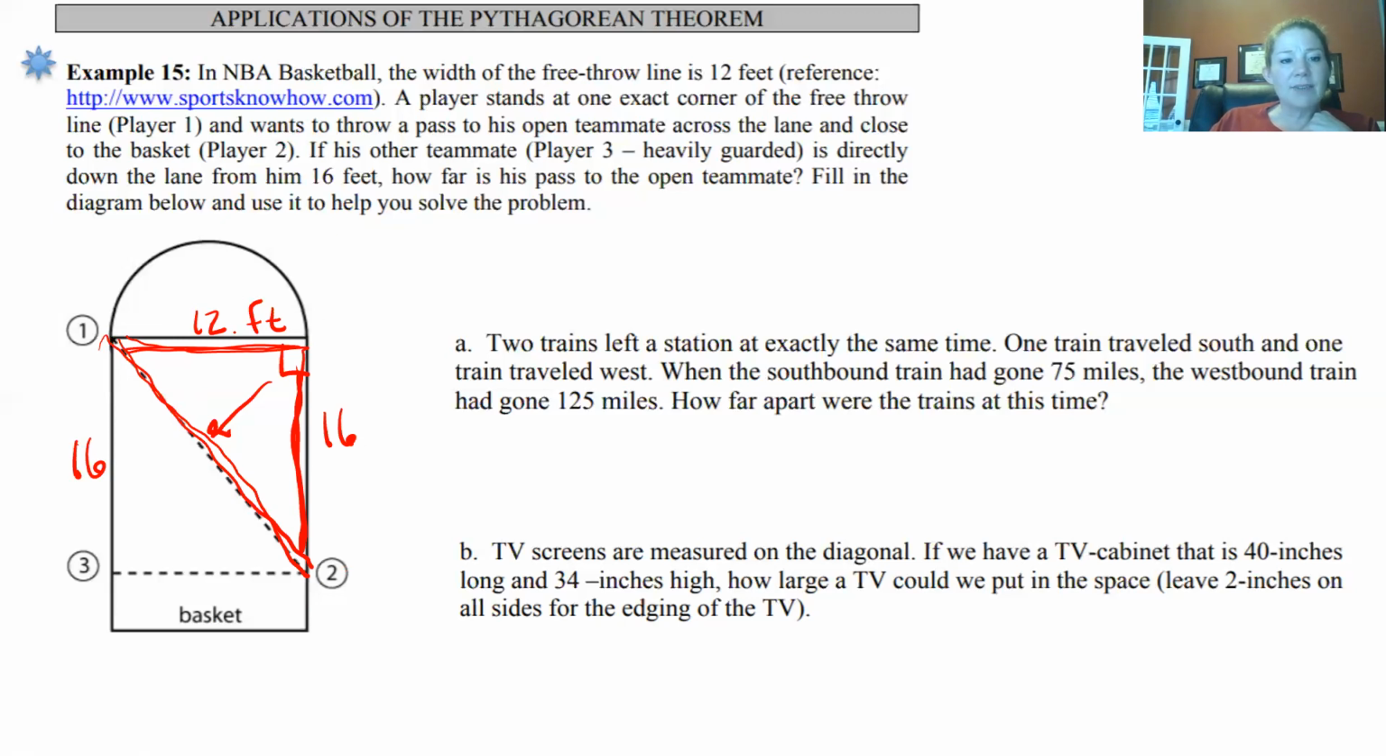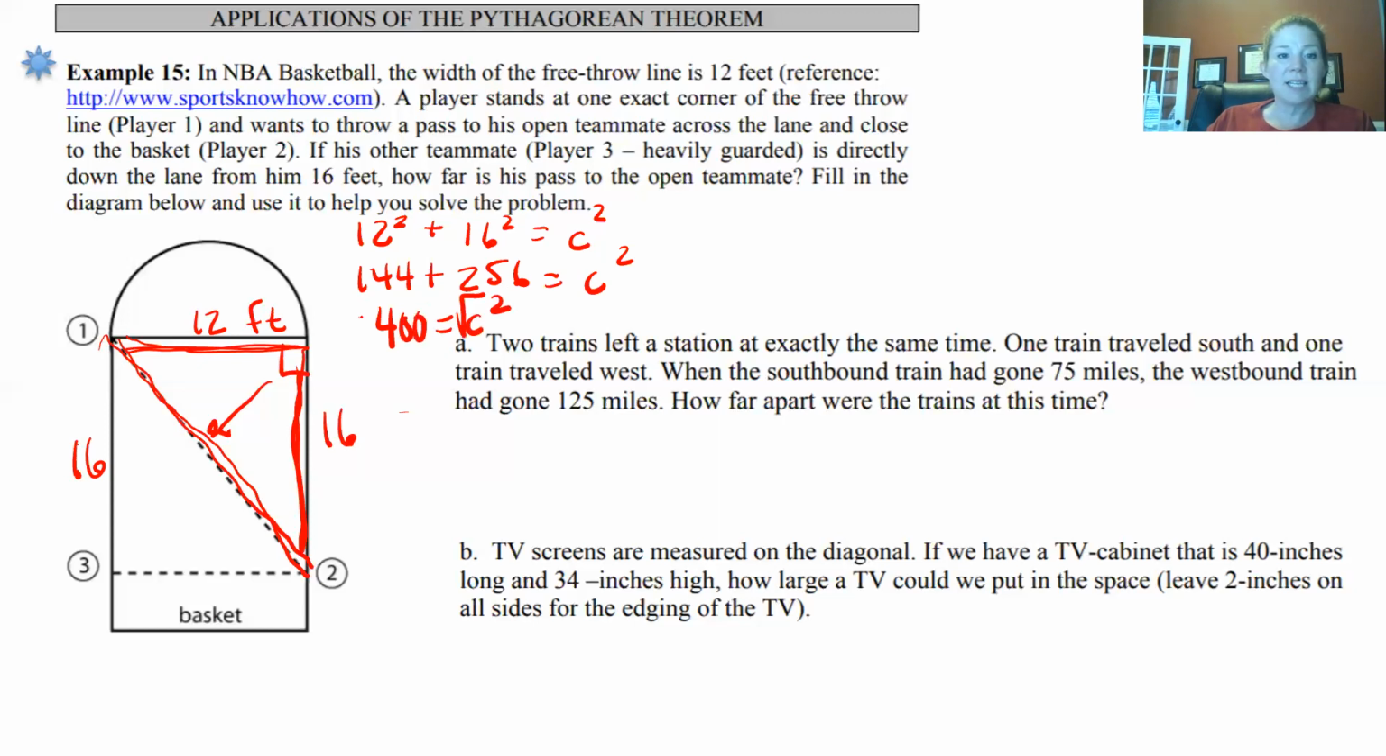These are the legs of our right triangle, so we can use these as A and B. So 12 squared plus 16 squared is equal to our hypotenuse squared. So 12 squared is 144. 16 squared is 256. And that's going to equal C squared. Well, 144 plus 256 is 400. So 400 is equal to C squared.